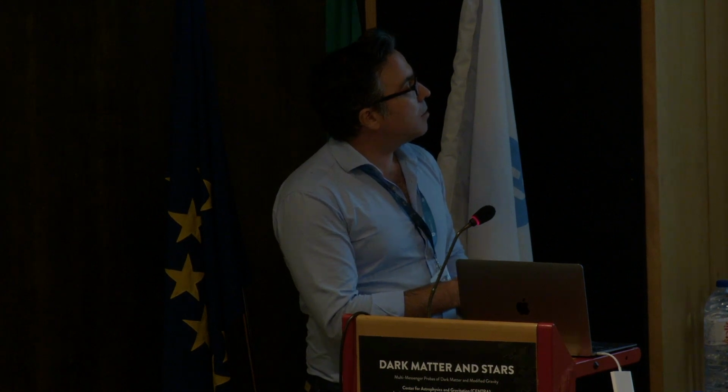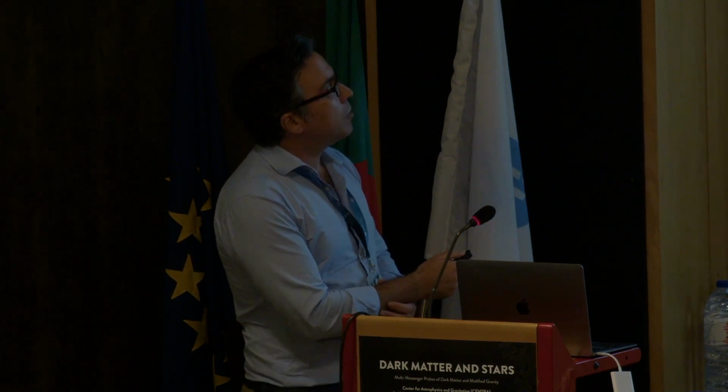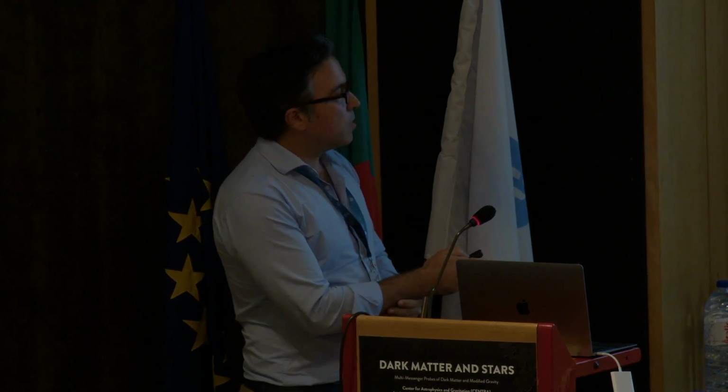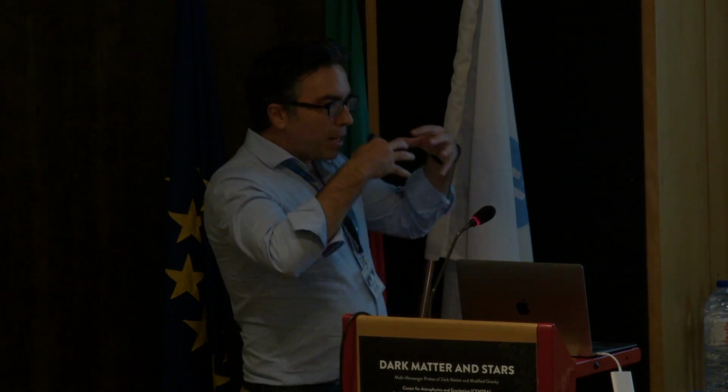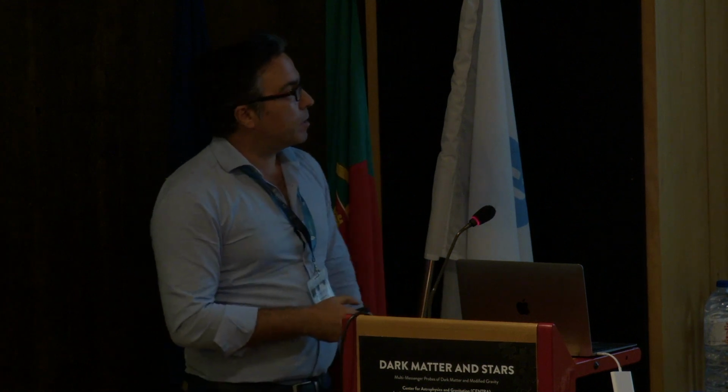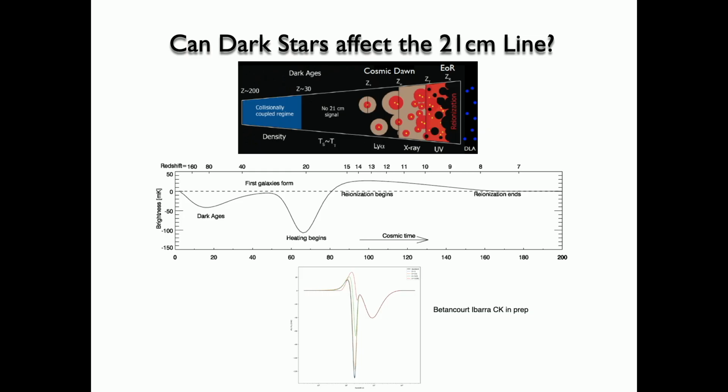Now, let me just skip this. I wanted to say also a bit about 21 centimeter. Let me just go to the conclusion, which is that basically the presence of these dark stars could change the spectrum of the 21 centimeter. I can explain in the break if someone wants how this happens. But in principle, the presence of these objects could speed up the heating, let's say, of the interstellar medium. And then instead of going all the way down here and up, as you can see also in this plot, after the first galaxies form, you just go up much earlier. So in principle, once we have reliable data from the 21 centimeter, this can actually be tested.